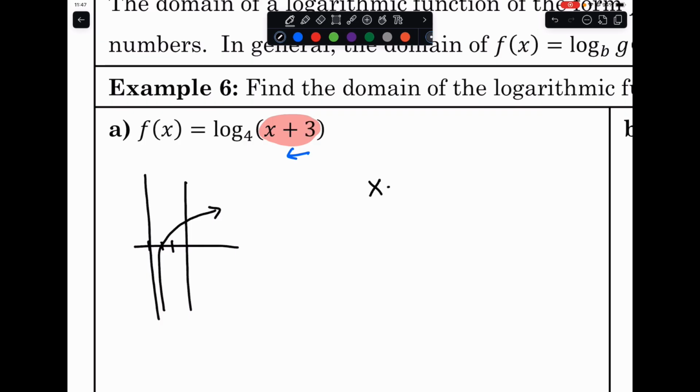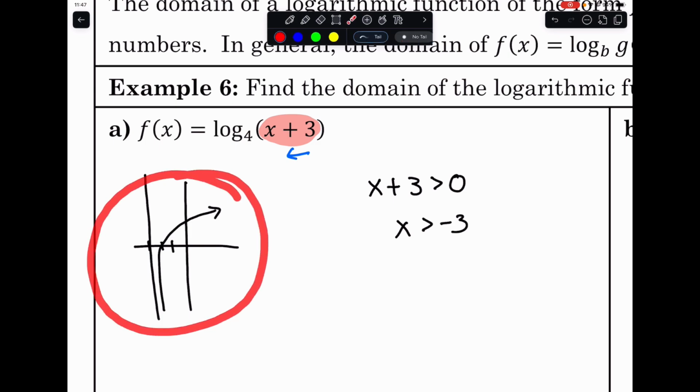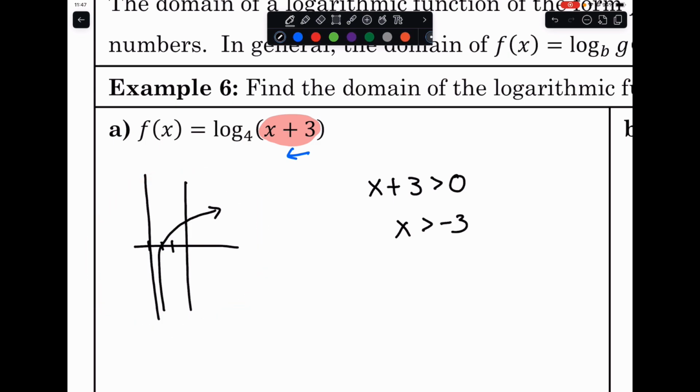Algebraically, we solve that by getting that horizontal transformation, the x plus 3, and setting it greater than 0. Solving this inequality, we get that x would have to be greater than -3, which is exactly what I was illustrating in my diagram on the left. So this is your domain.